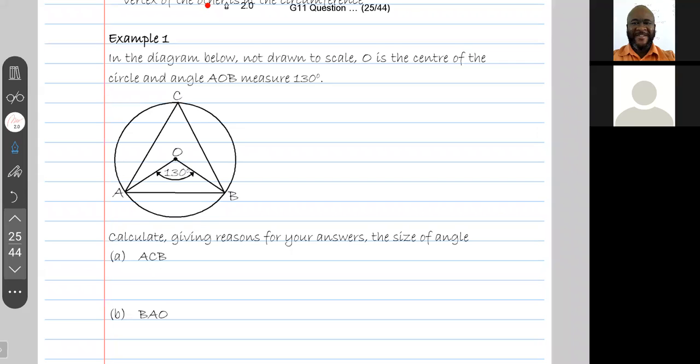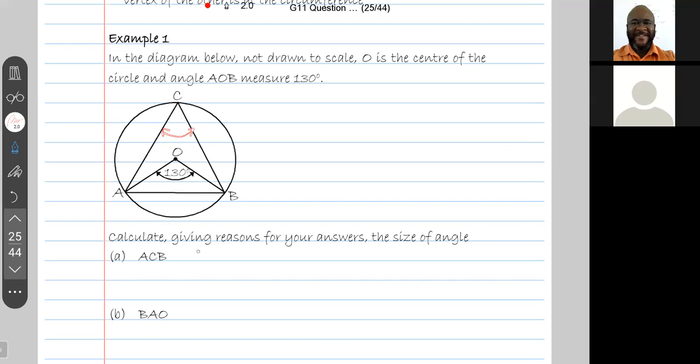Example 1 says, in the diagram below, not drawn to scale, O is the center of the circle, and angle AOB measures 130 degrees. We're to calculate, giving a reason for your answer, the size of angle ACB. Whenever 3 letters are used to reference an angle, the vertex of the angle is always at the letter in the middle. So the angle ACB is the angle at C, that is this angle here.